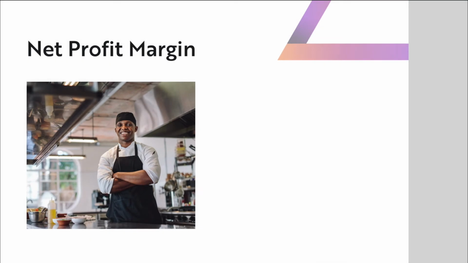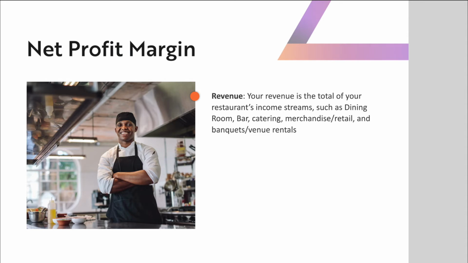So let's talk about net profit margin even further. Let's break down the components of the formula for the net profit margin. Revenue. Your revenue is the total of your restaurant's income streams, such as the dining room, bar, catering, merchandise and retail, and banquets, venue rentals, etc. All of the different revenue streams.